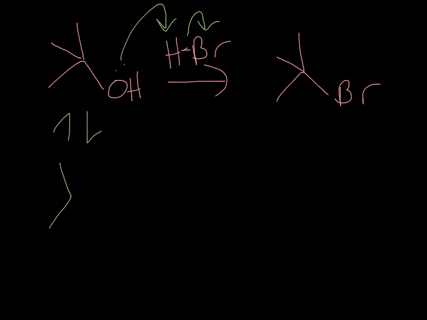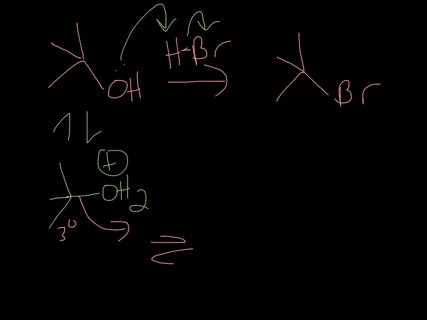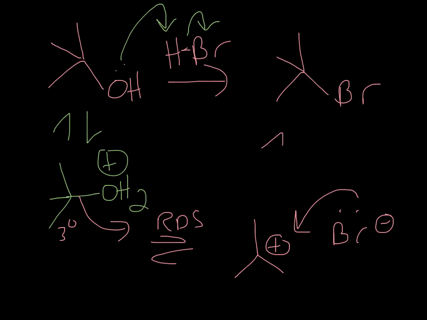That gives me this protonated species. Now in a tertiary system, it's going to be too crowded for the leaving group to leave as the nucleophile comes in. So this leaving group leaves, and this is my rate determining step. It gives me a carbocation intermediate here, and then the bromine that was kicked off can come in and attack, and that gives me my alkyl bromide at the end.